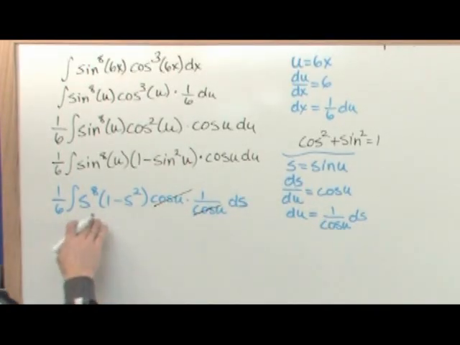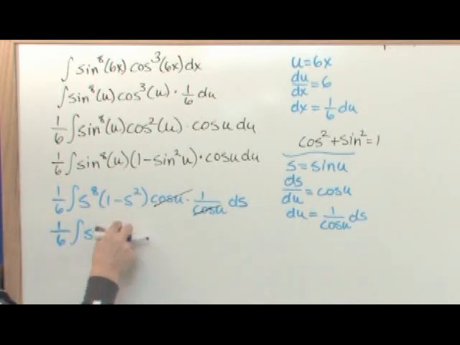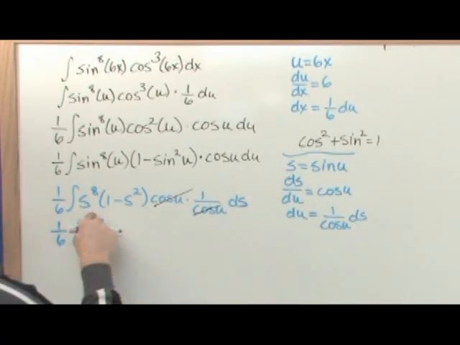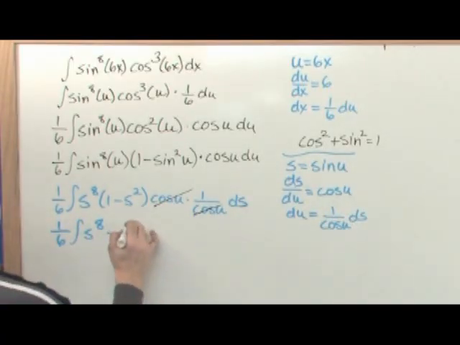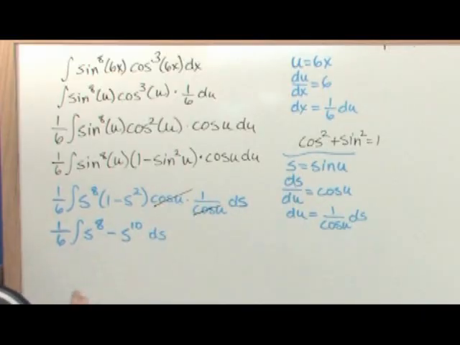Now I'm going to distribute this s in and continue on with my simplification and my integration. 1/6 times the integral of s to the 8th power, s to the 8th times 1 gives me s to the 8th power, minus, multiplying these two together, s to the 10th power ds. Because s to the 8th times s squared, you just add the exponents together. Now I can actually do this integration. This is a simple polynomial integration.